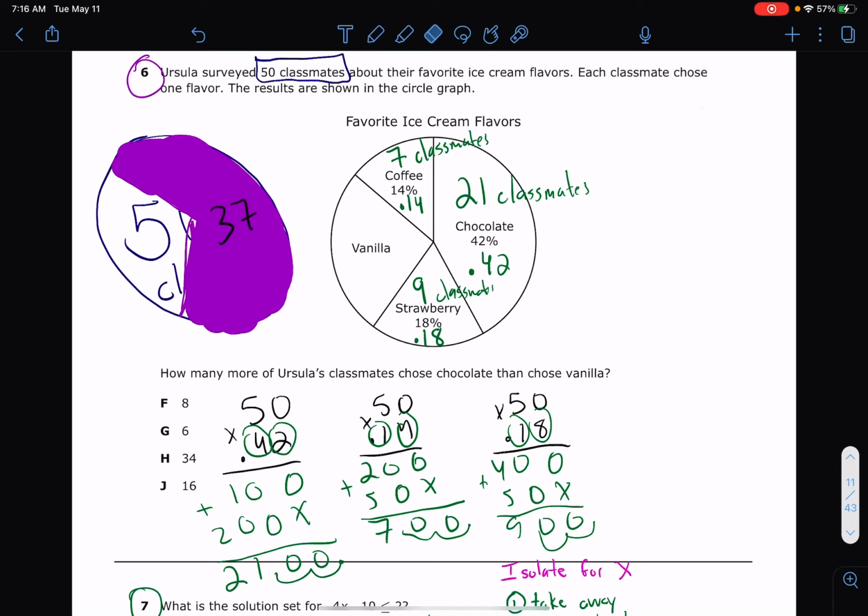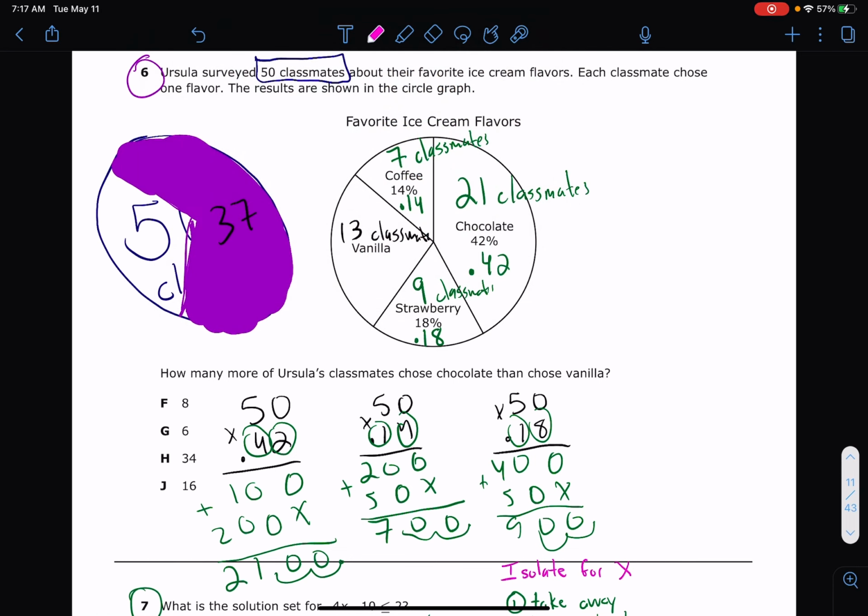To find the vanilla, all you do is subtract. Para encontrar el de vainilla, este pedazo aquí, the space, this piece, you just subtract 50 minus 37. And 13 classmates like vanilla. Y a 13 estudiantes les gusta el vainilla.